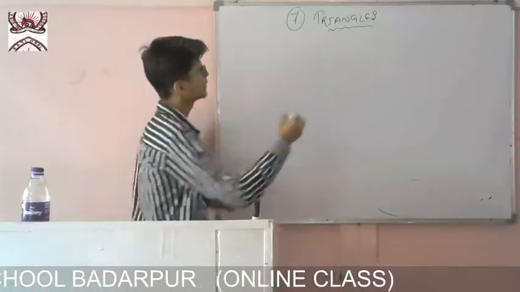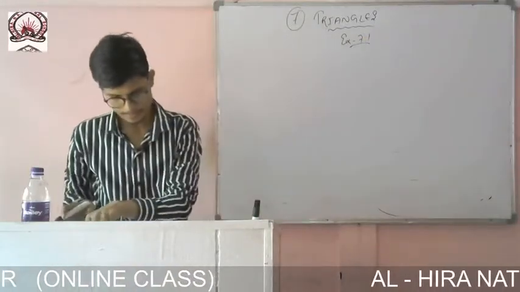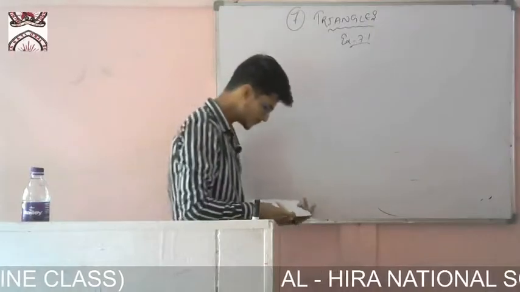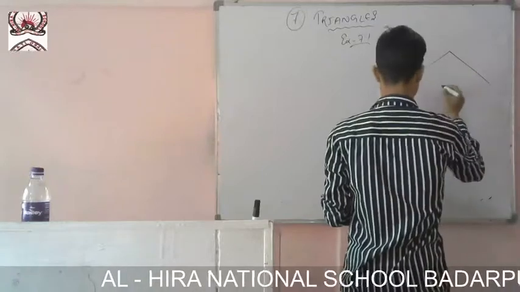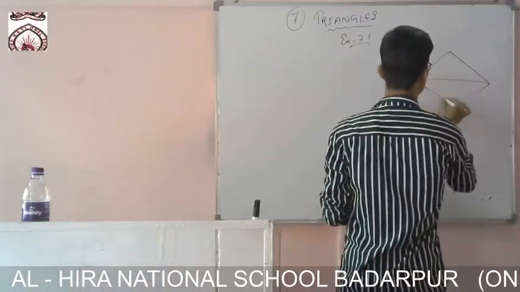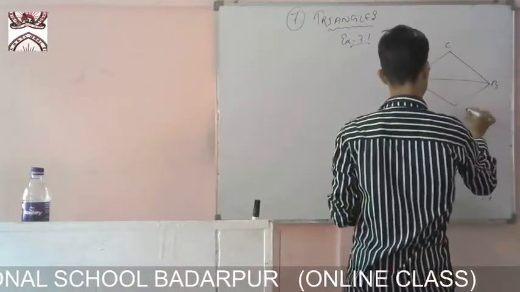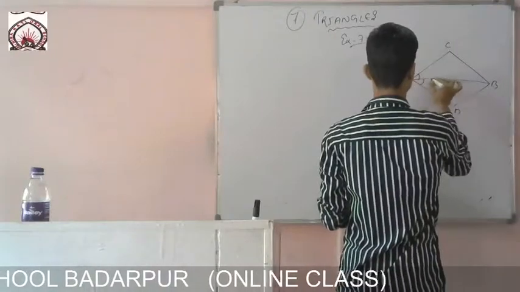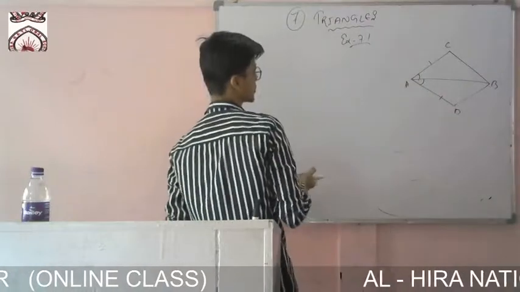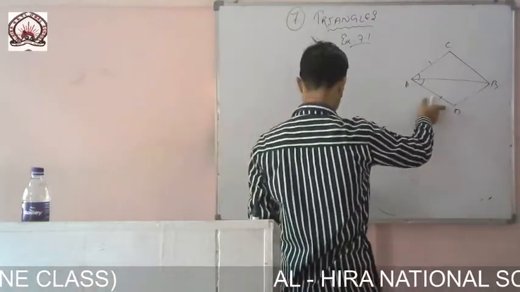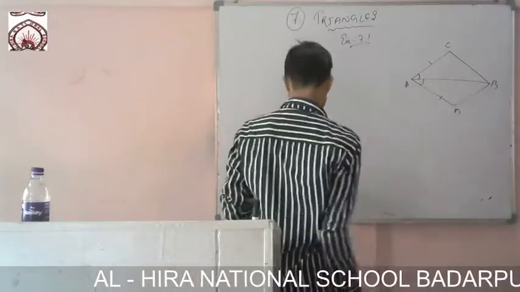The first one, exercise 7.1. The figure is given here. So you see, let me draw this one. It is somewhat like this. AC, BD, it is given. So it is given in the question, you see, AC is equal to AD. These two sides are equal, and this line bisects this angle. That means these two angles are also equal.